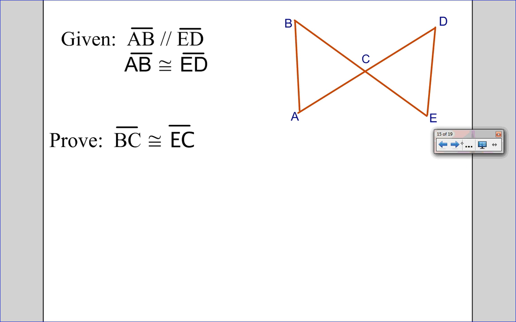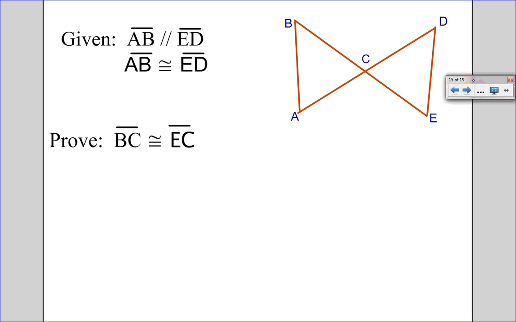Okay, let's look at a couple proofs then, because that's really the bulk of this. Here I have AB is parallel to ED, and AB is congruent to ED. Now, if you feel comfortable with this proof, why don't you pause the video and try it, and see how far you can get without my help. All right, we're going to draw a little line across the page.